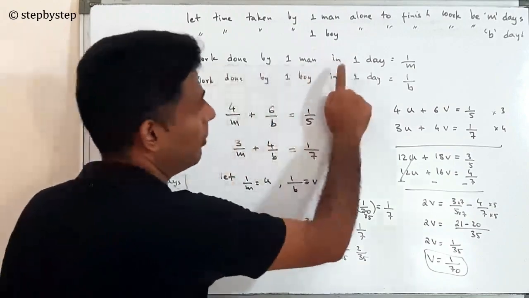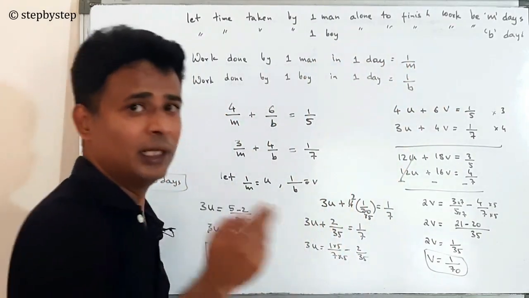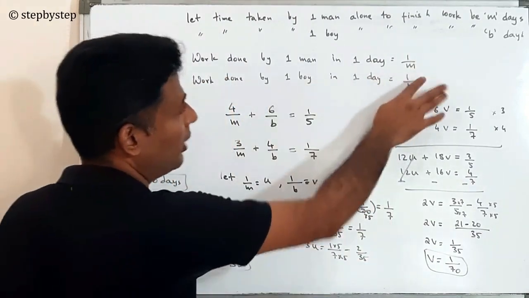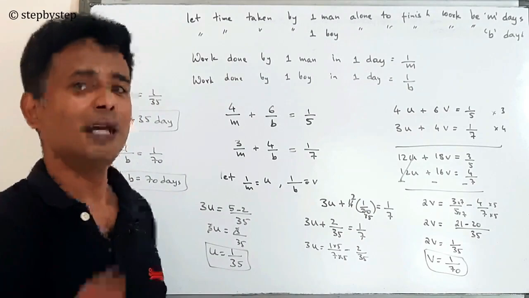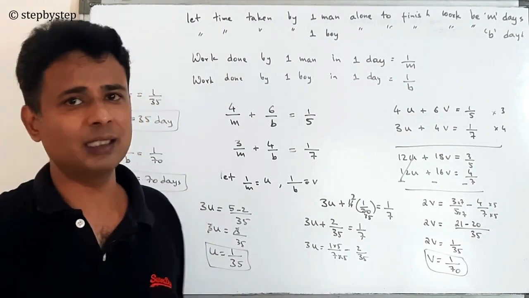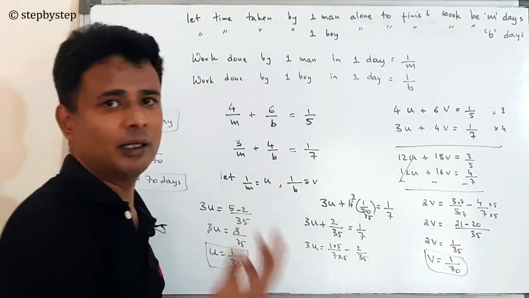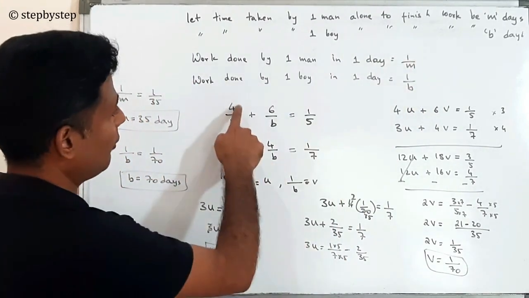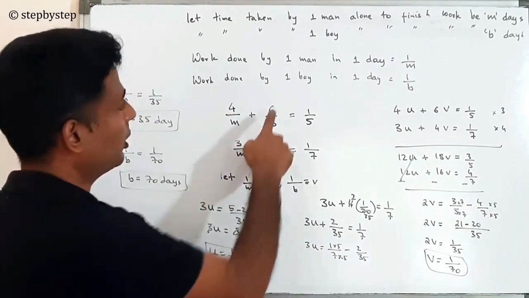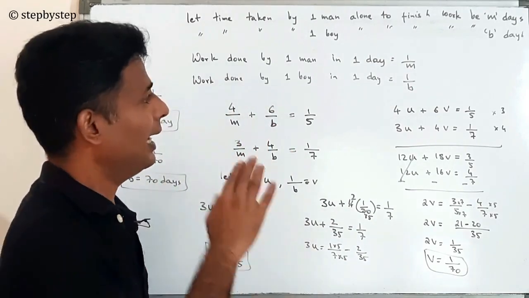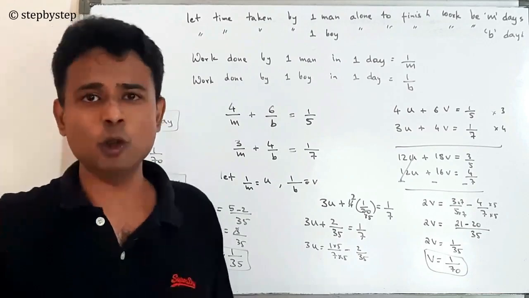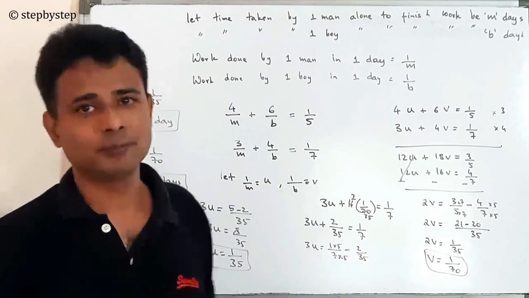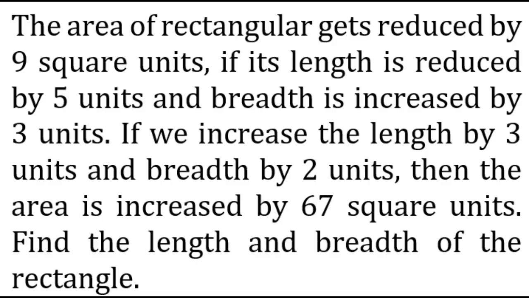That work done by one man in one day is 1 by m. If it was woman, it would be 1 by w or whatever you have taken. If it is boy, 1 by b. This is what you have to remember. And then they'll tell you 10 men and 6 boys. So in one day so much. So if there are 10 men in one day, they'll do 10 into this. So 4 men are doing 4 by m, 6 boys are doing 6 by b in one day. And then they'll tell together they have finished in so many days. So in one day, 1 by whatever days they have given. Very important problem.